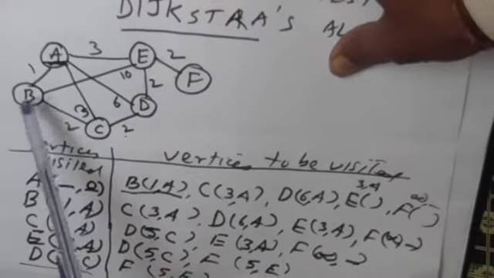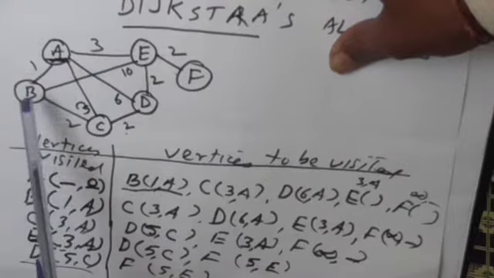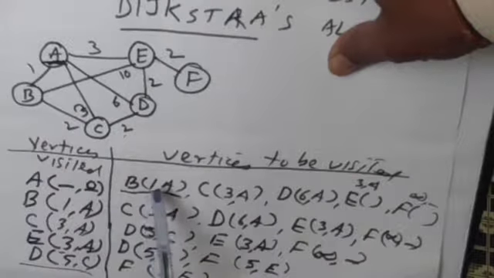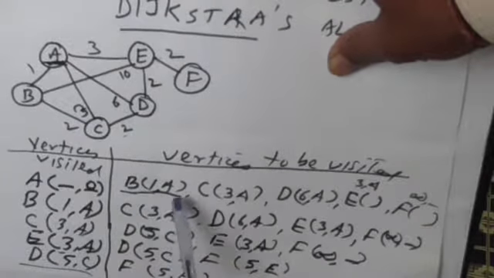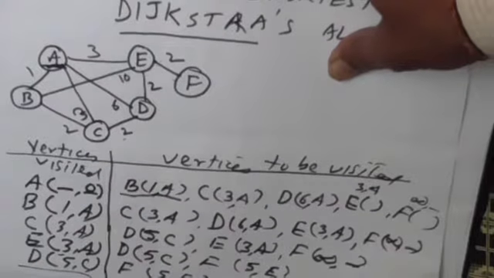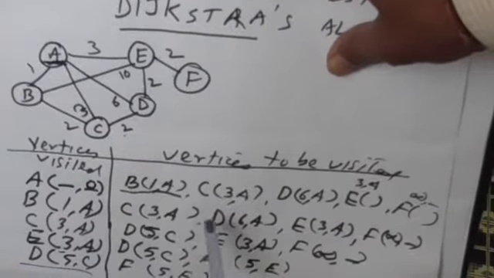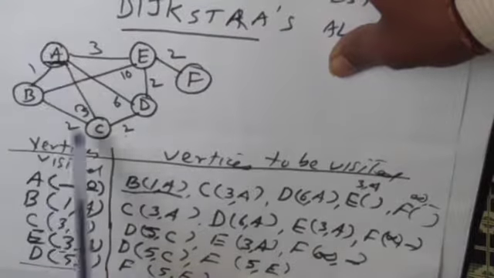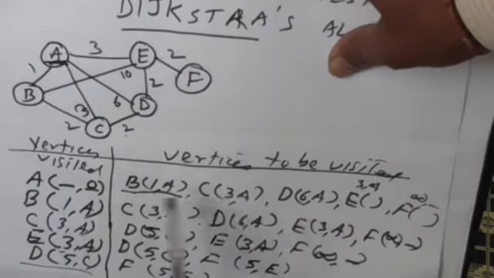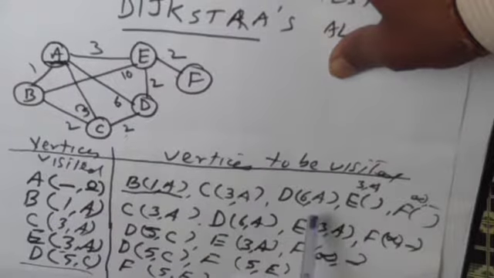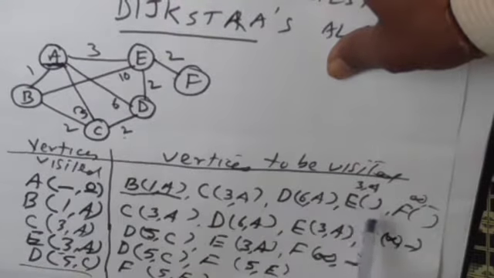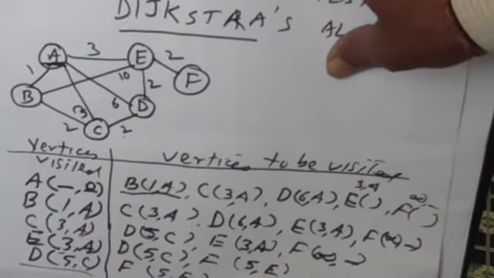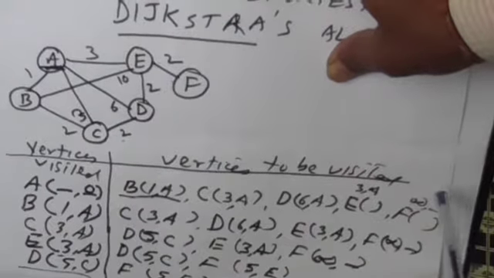Then, by looking at the graph, I see what are the edges from A to the other vertices. From A to B there is an edge of length 1, that is, you can reach B from A. Similarly C, D, E. From A to C there is an edge of distance 3. From A to D there is an edge of distance 6. From A to E there is an edge of distance 3. From A to F there is no edge. Therefore, I have written infinity here.